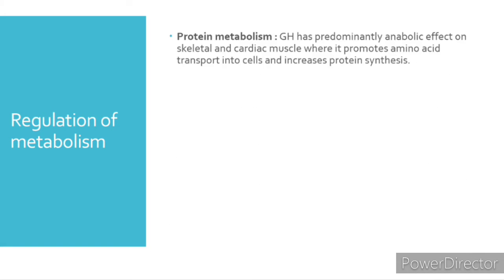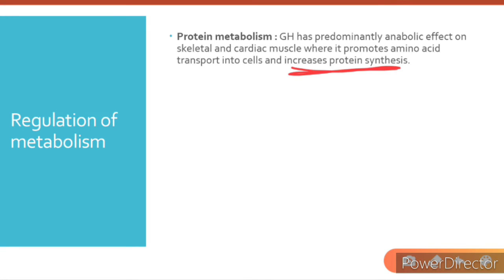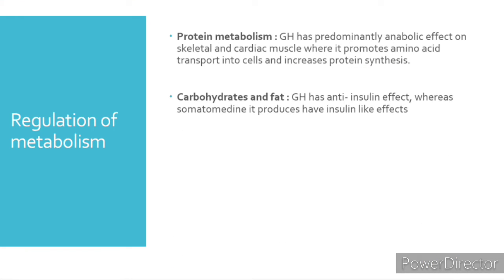Regulation of metabolism. Protein metabolism. Growth hormone has a predominantly anabolic effect on skeletal and cardiac muscle, where it promotes amino acid transport into cells and increases protein synthesis. Guys, this type of question is asked in biochemistry, so you have to pay attention to growth hormone and its effect on metabolism. It has a predominantly anabolic effect, so it will increase protein synthesis. Just remember this.